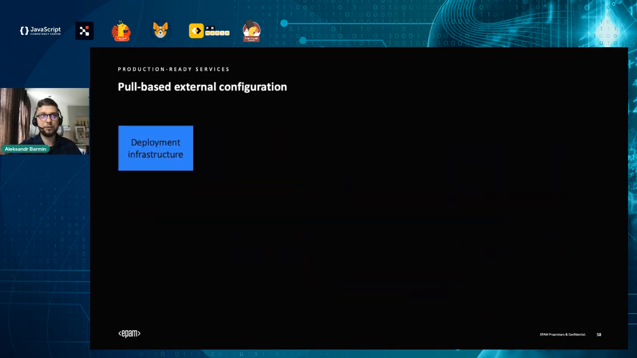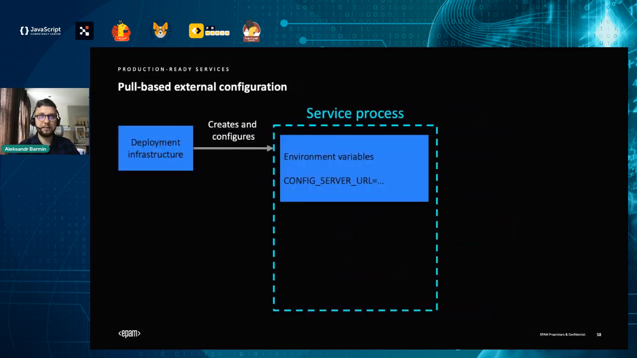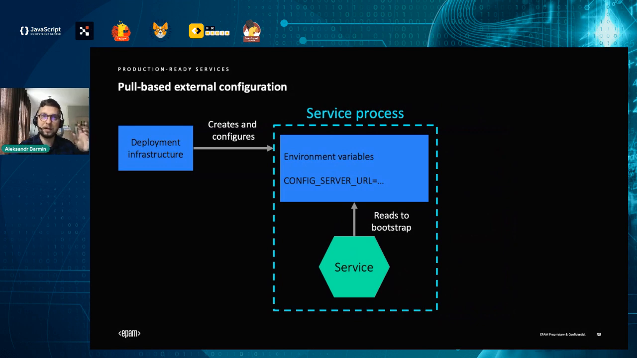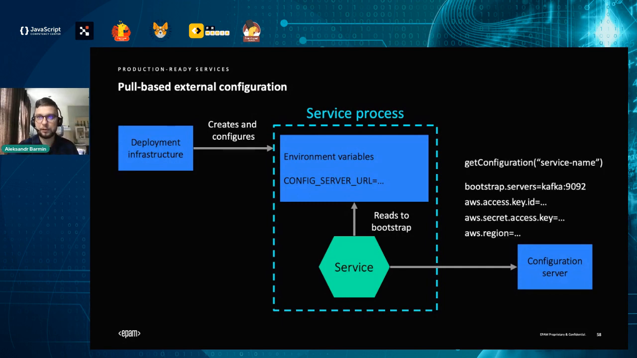And obviously, there are two approaches. First of all, we can push configuration, for example, using environment variables, which is strongly recommended. Another approach is that we can push only a minimum amount of parameters, which allows our service to communicate with a configuration service, which will then retrieve all other parts of configuration, which is also good.